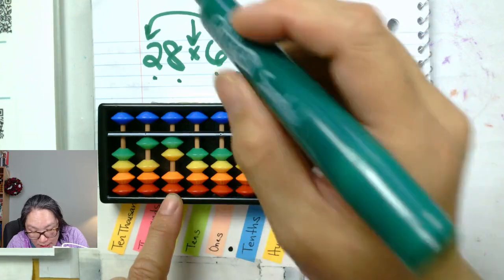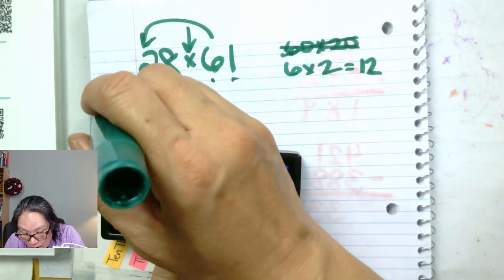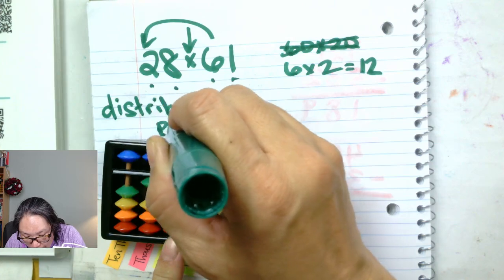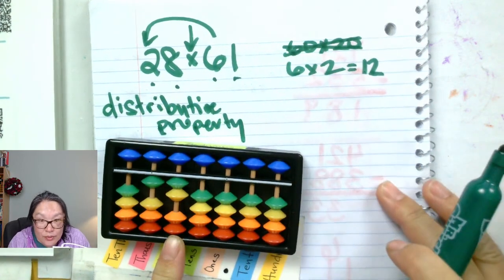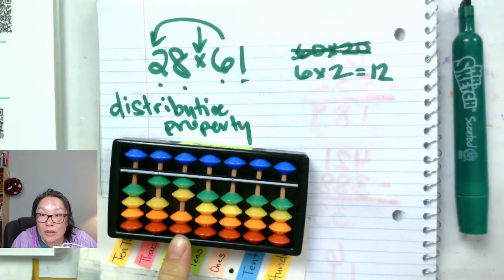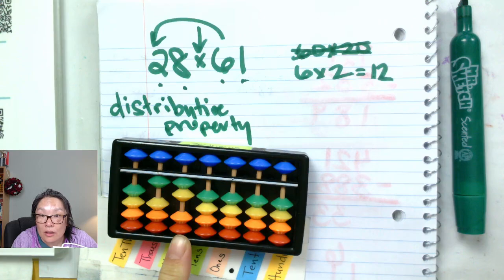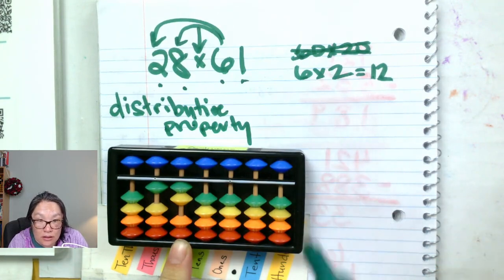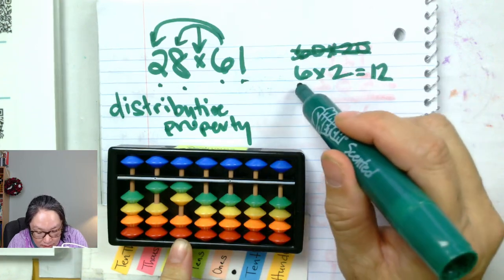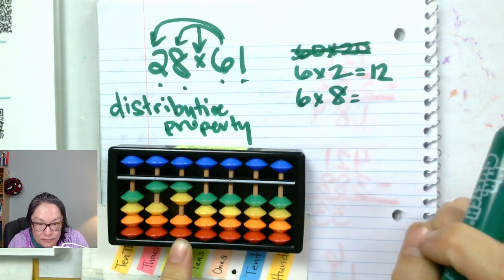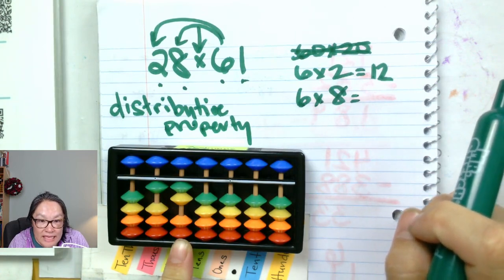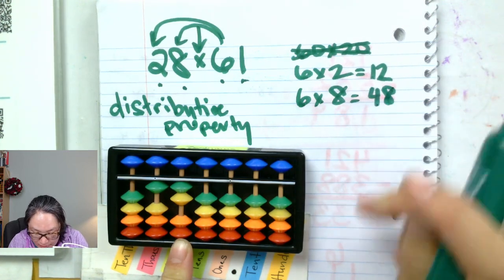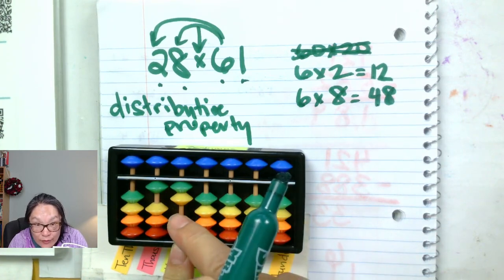What's my next question? What we're doing here is what's called the distributive property. Then we do 6 times 8. Is the image mirrored? No, it should not be mirrored. It is 48. So we add the 4, we add the 8.